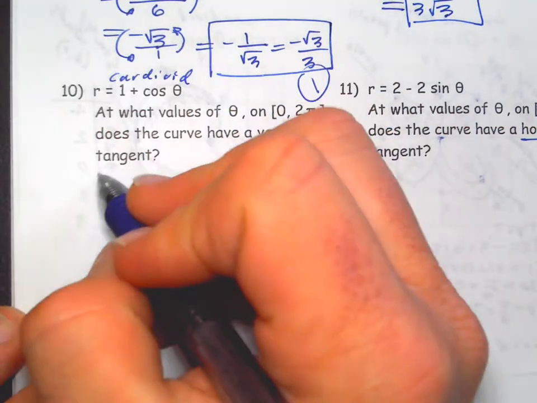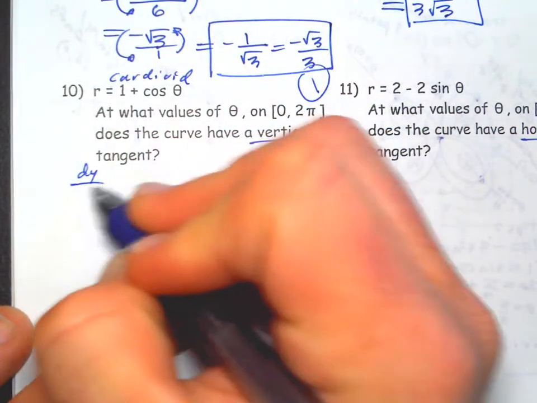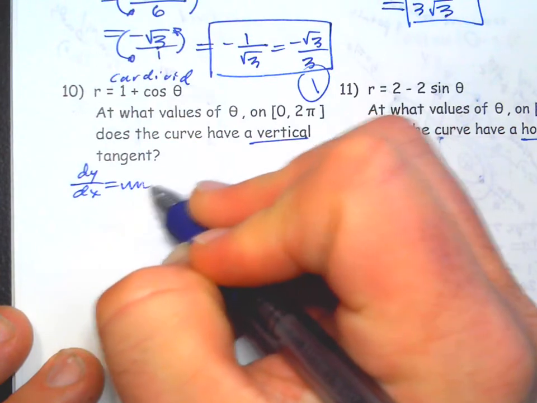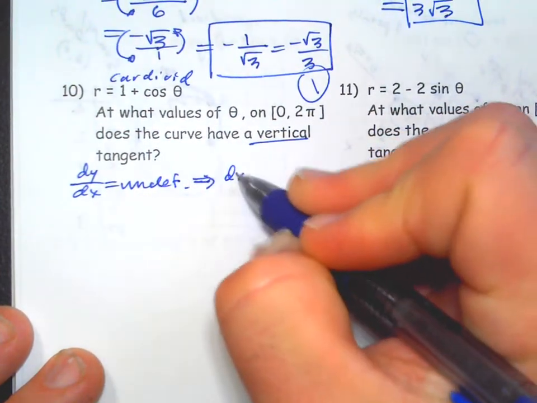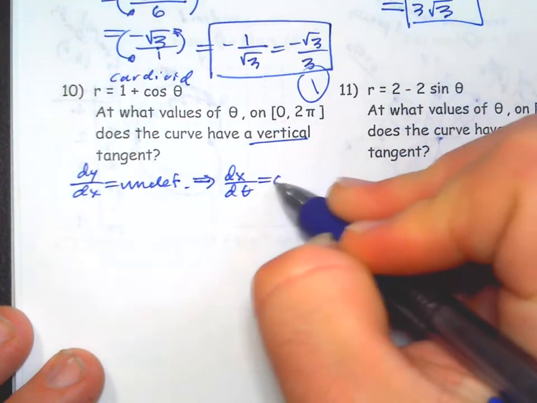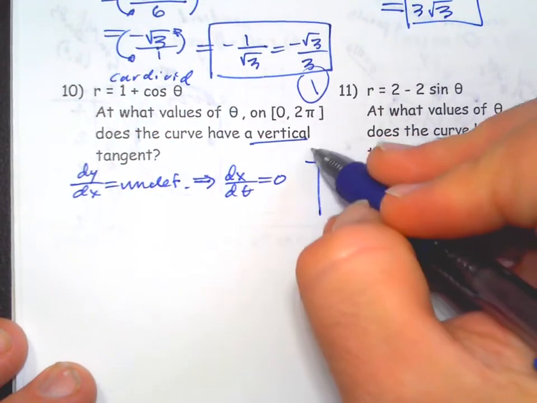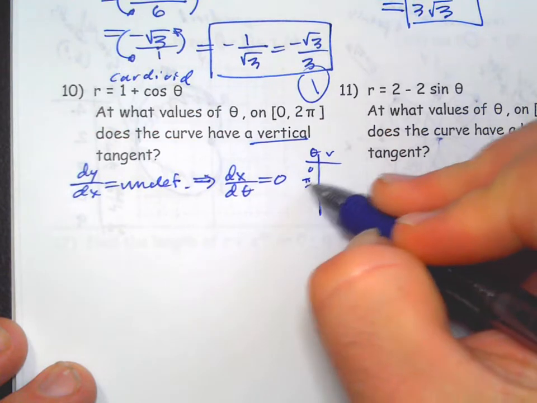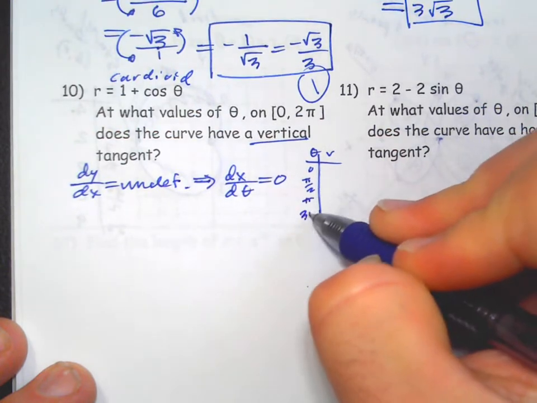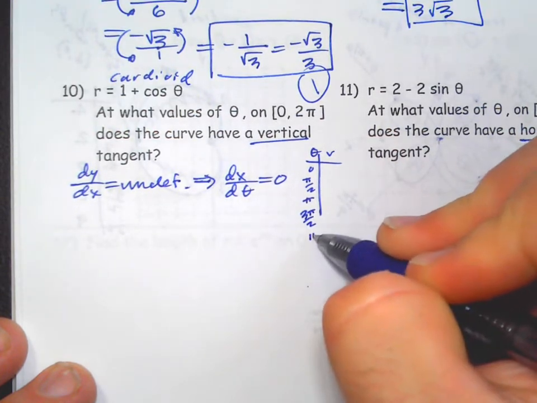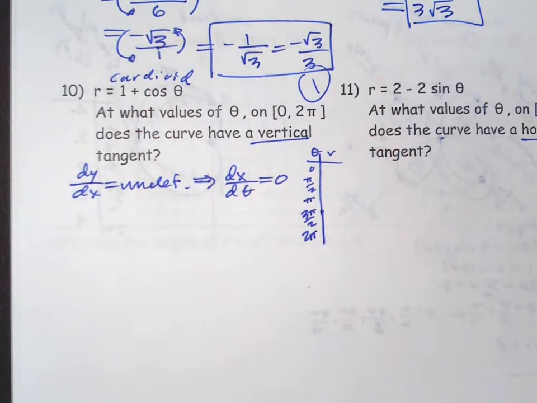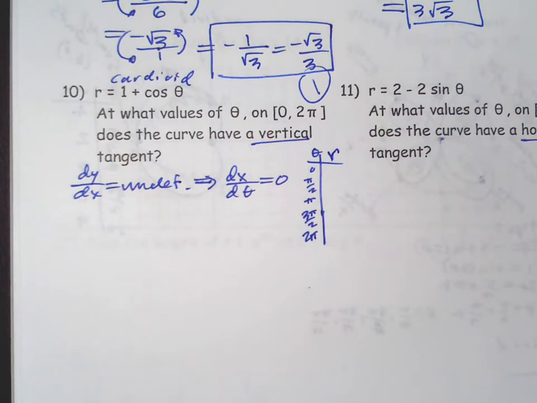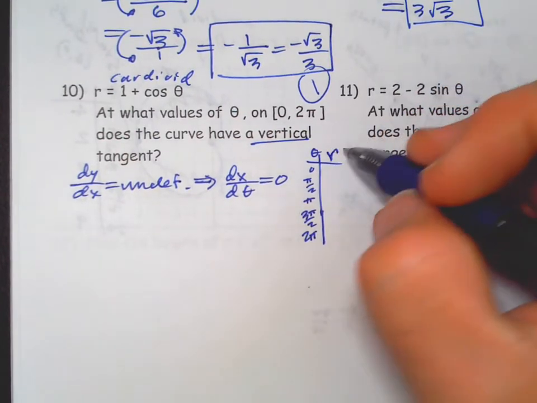So vertical tangent is going to be when dy/dx equals undefined, which means that dx/dθ equals 0. Now this is a cardioid, so I'm going to do a quick sketch. This is going to show me where they're going to show up, how many, and it will help solve any kind of ambiguous cases.